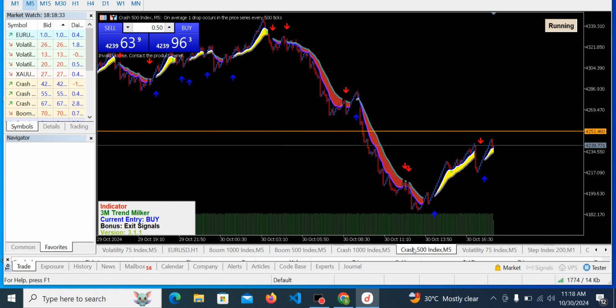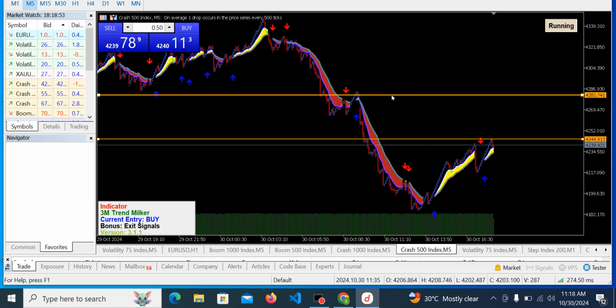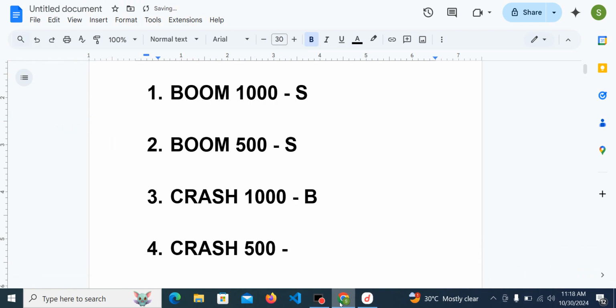Next asset is going to be Crash 500. This is Crash 500. It was on a downtrend before, but that came to an end at this point, and of course gave us a buying opportunity, and right now it is still buying. However, right here is a resistance zone. Once it breaks out above it, it's going to buy more. Then after that, we should be looking at somewhere here as our next TP. So this is going to be more of a buying opportunity than a selling opportunity.